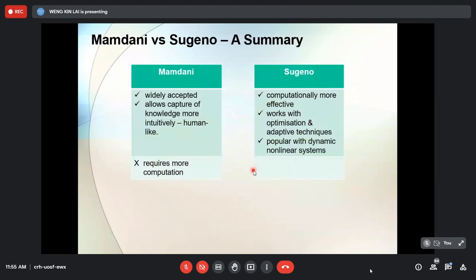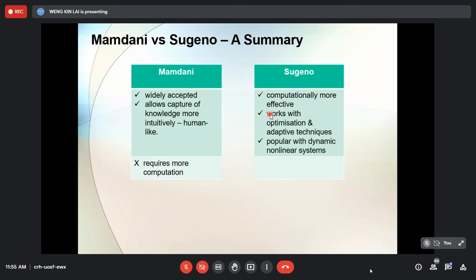So in summary, this is a good slide for you to remember and refer to. On the left-hand side, Mamdani is very popular, widely accepted, and allows the capture of knowledge more intuitively or more human-like. On the downside, it requires more computation, so it's slower.